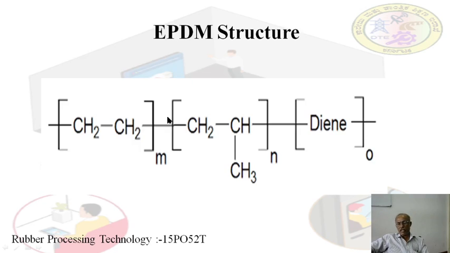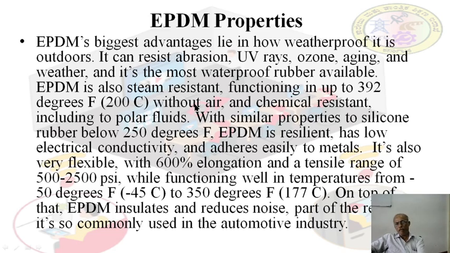Now the EPDM structure. So this is ethylene, propylene and a small amount of diene. This structure you see, ethylene and propylene, without diene, is a highly saturated rubber. So a small quantity of diene is introduced to this chain to vulcanize this rubber. And now, properties of EPDM.